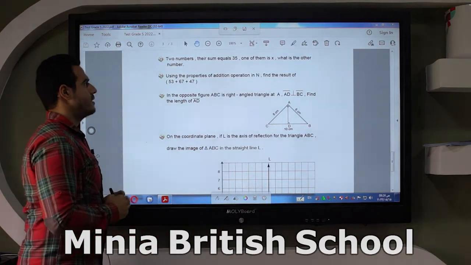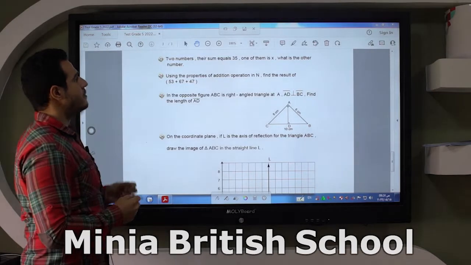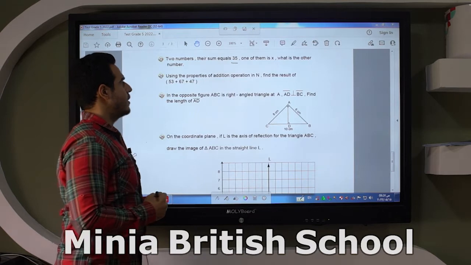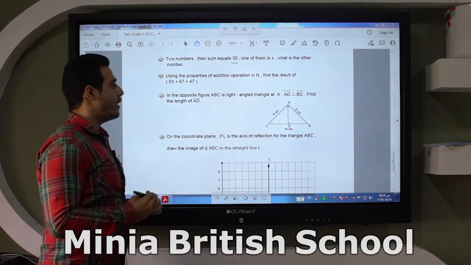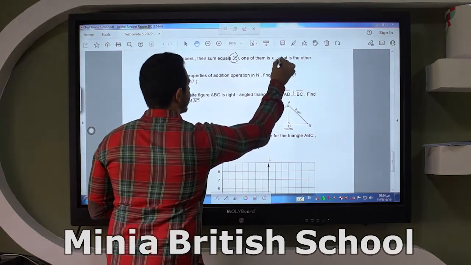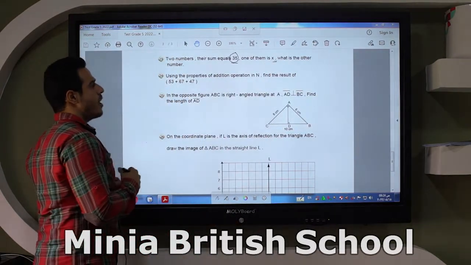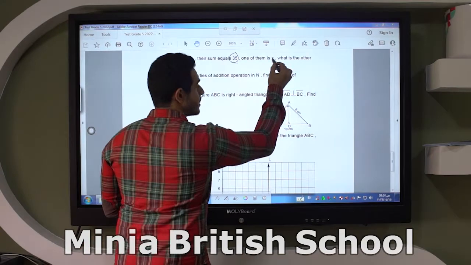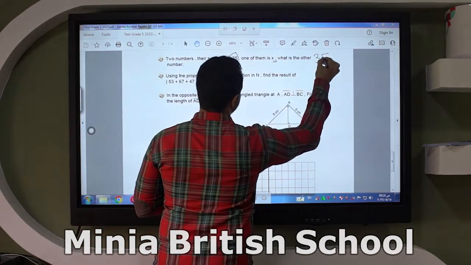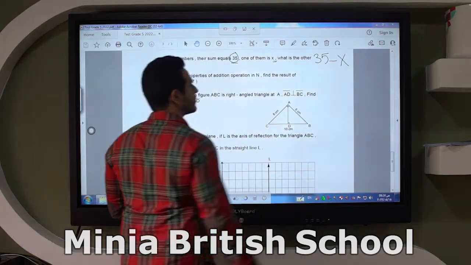Number 23. Two numbers, their sum equals 35. One of them is x. What is the other number? If we have two numbers, their sum is 35, and one of them is x, to find the second number, we subtract the first number from the total. So the second number equals 35 minus x.